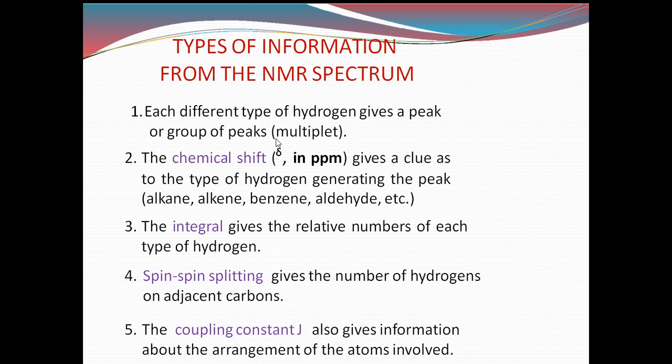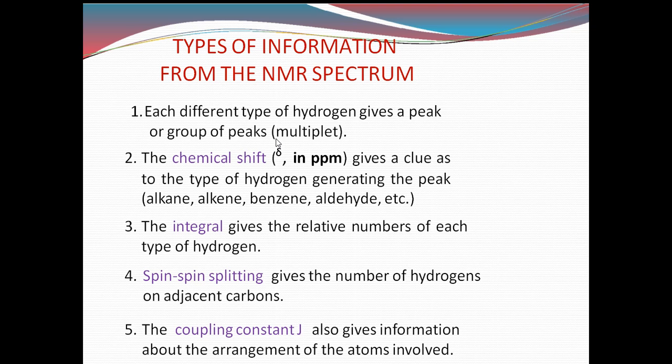Chemical shift is another terminology generally used in NMR spectroscopy. That we will also see in brief. What is the role of chemical shift? That gives the clue as to what type of hydrogen is generating the peak, whether it is alkene hydrogen, benzene hydrogen, or aldehyde hydrogen. And the integration. What is meant by integral? Integral is nothing but the area of the peak. The peak area gives the relative number of each type of hydrogen.